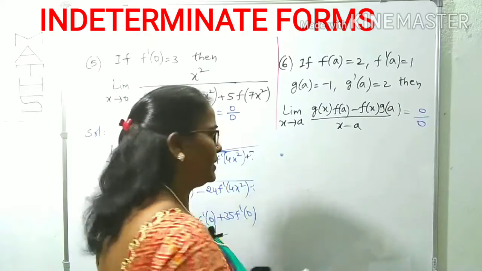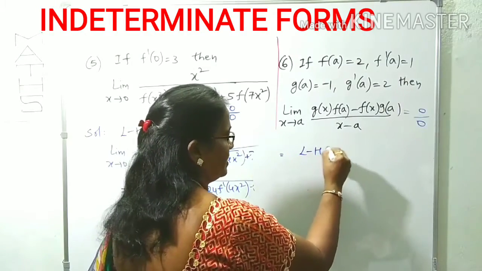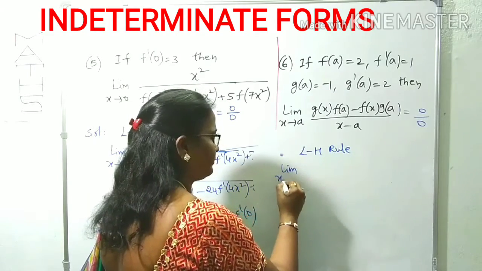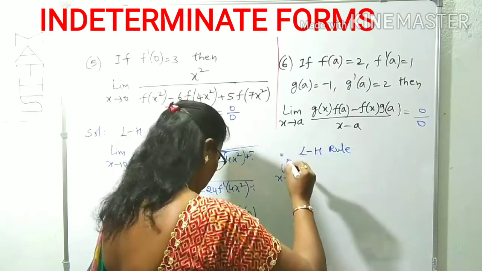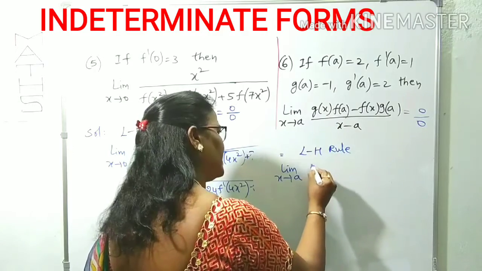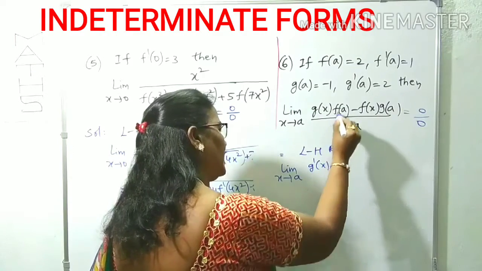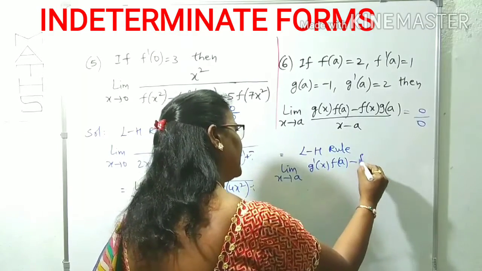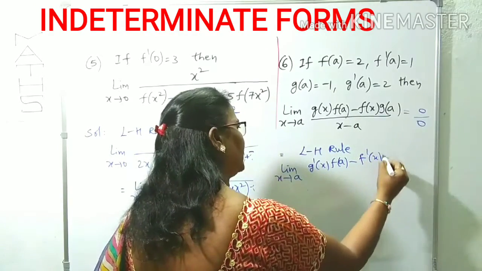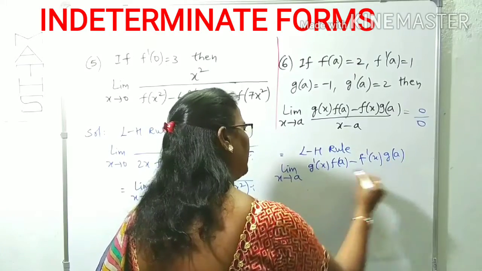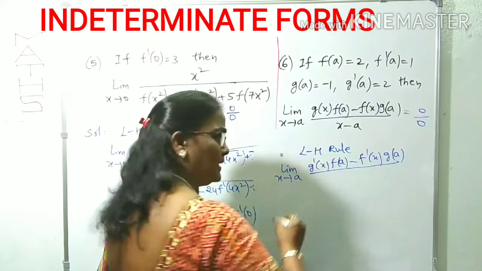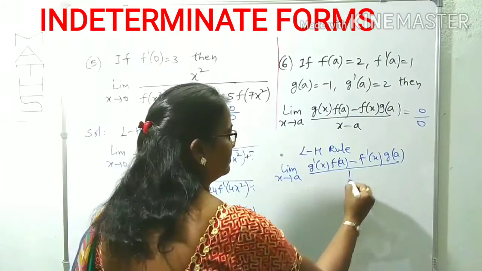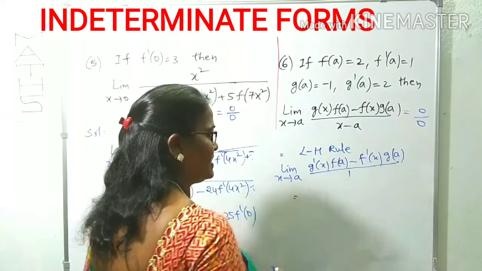What do you have to do? Yes, L'Hospital rule. By using the L'Hospital rule, what does the numerator become now? The numerator is g of x, whose derivative is g dash x, and f of a is constant, as it is, minus f of x, whose derivative is f dash x, into g of a, constant, g of a only, by the denominator. What is the denominator? x minus a. What is the derivative of x minus a? 1 only, because the derivative of a constant is 0.